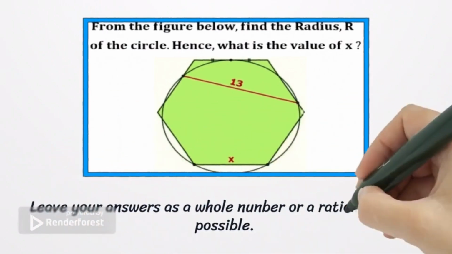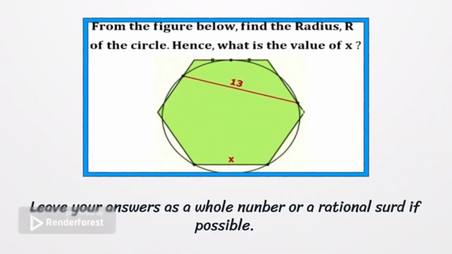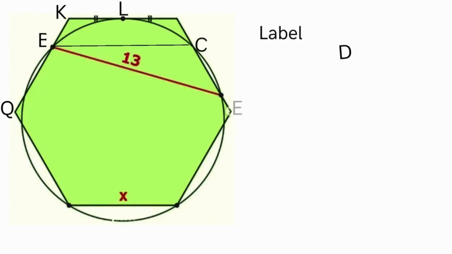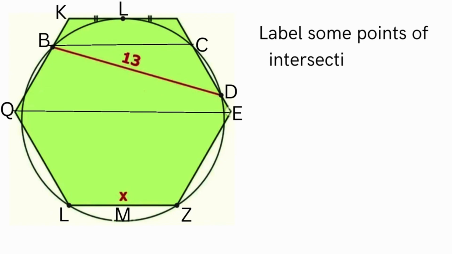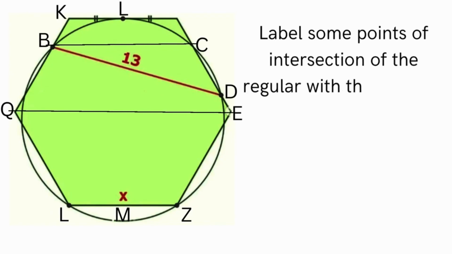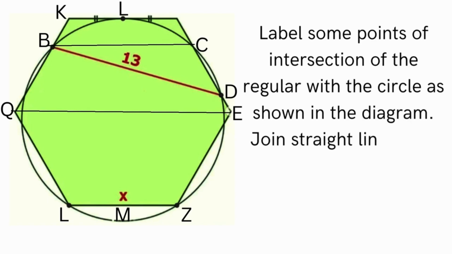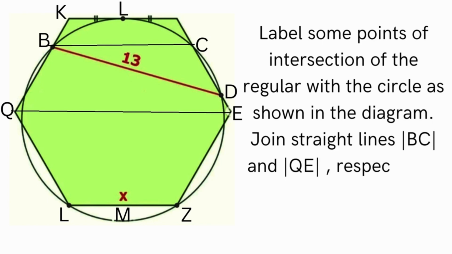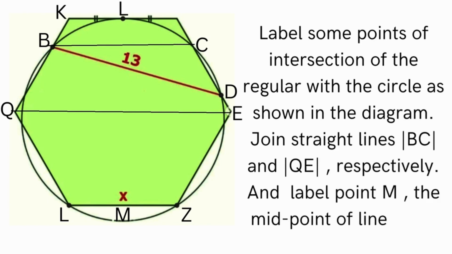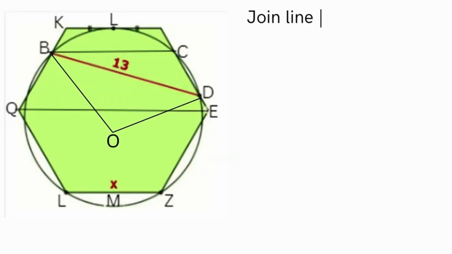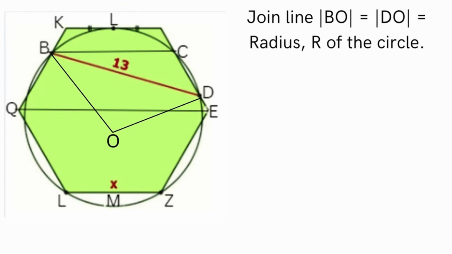Required: find the value of radius r and the length x of the regular hexagon. Label some points of intersection of the regular polygon with the circle as shown in the diagram. Join straight lines BC and QE respectively, and label point M the midpoint of line LZ. Join line BO equals DO equals radius r of the circle.